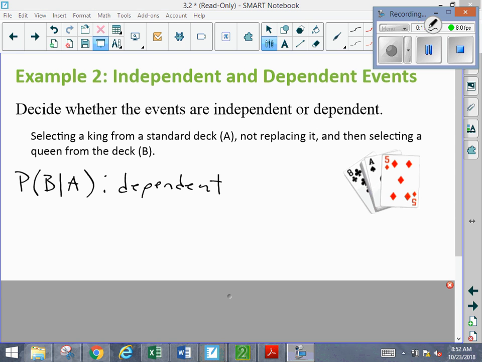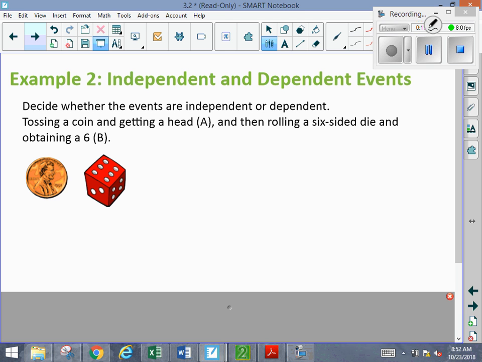Let's check out another example. Let's decide whether these events are independent or dependent. So you toss a coin and it lands on heads, and then you roll a six-sided die and you get a 6. Does the fact that I get a head or a tail affect what number I get? No, and that's how you would know that these two events are independent.